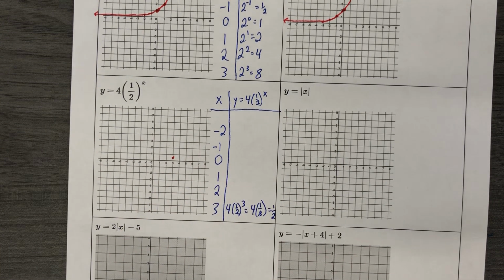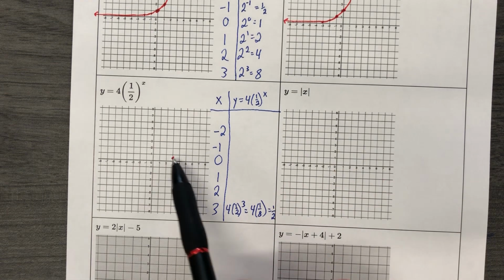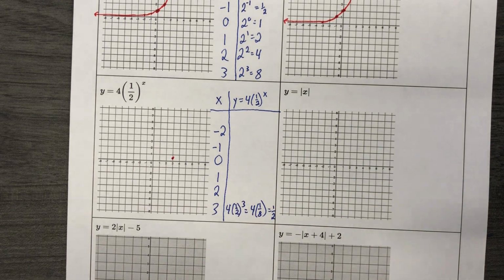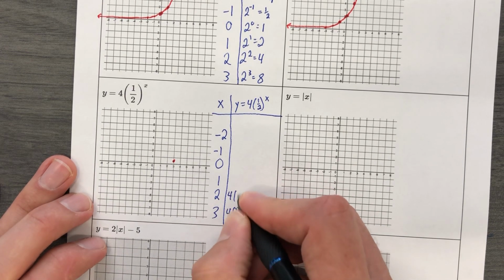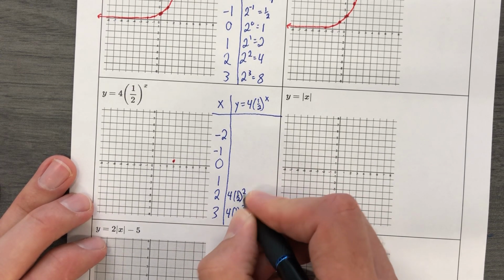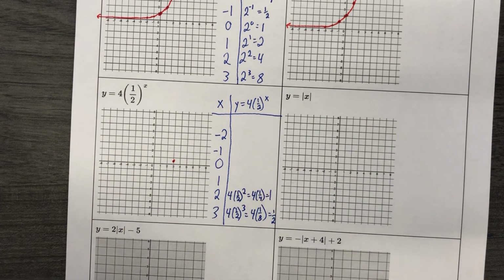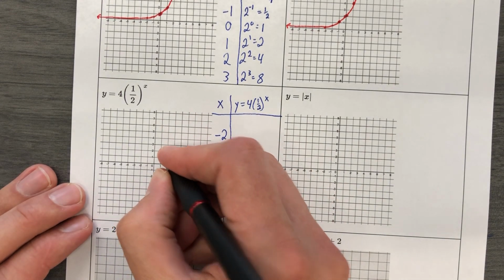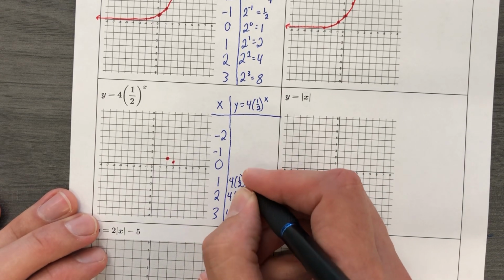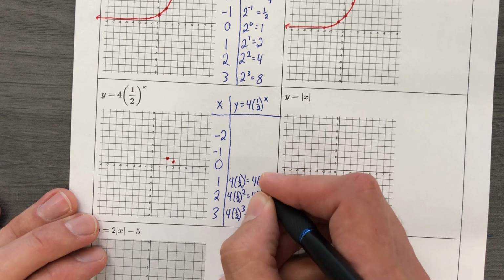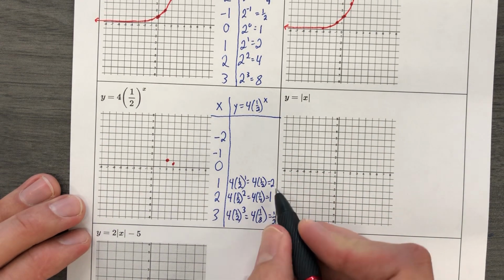You can probably see where this one's going. Where this one hovered over the negative end of the x-axis, this one's going to hover over the positive end of the x-axis. Okay, hover is not the mathematical term we're going for. 4 times 1/2 squared. If I squared a half, I'd get 1/4. So 4 times 1/4 is 1. So 2, 1. 4 times 1/2 to the 1, well, 4 times 1/2, which is 2. Okay, so 1, 2.